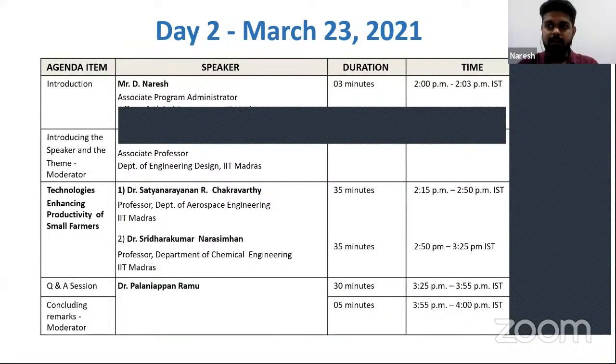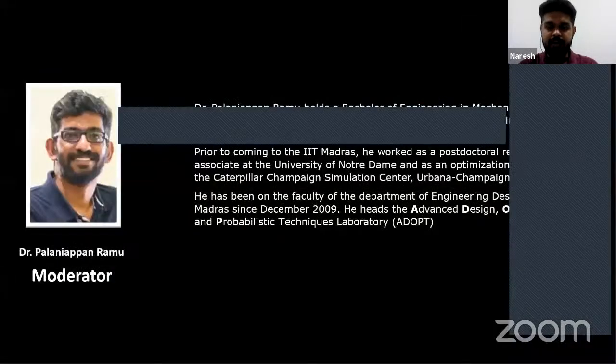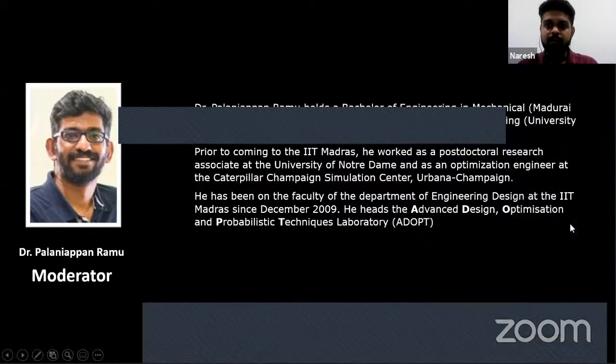And now let me welcome Dr. Palniappan Ramu from the Department of Engineering Design, who will be the moderator of today's session. Brief bio of Dr. Palniappan Ramu: he's from the Engineering Design Department, IIT Madras. He holds a Bachelor in Engineering and Design from Mechanical Engineering and a PhD in Aerospace Engineering. And now he heads the Advanced Design and Optimization and Probabilistic Techniques Laboratory. So over to you, sir.